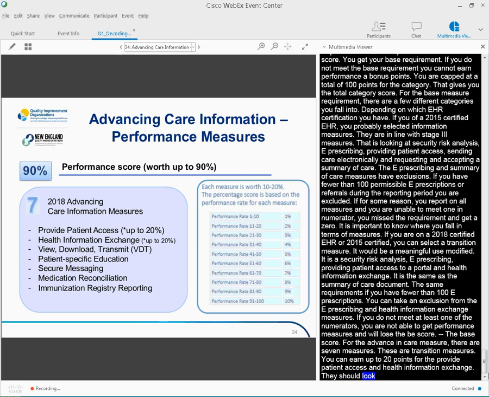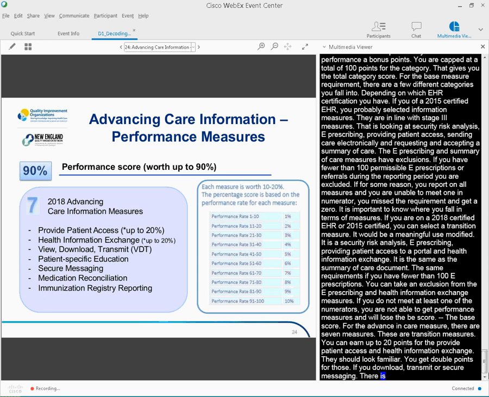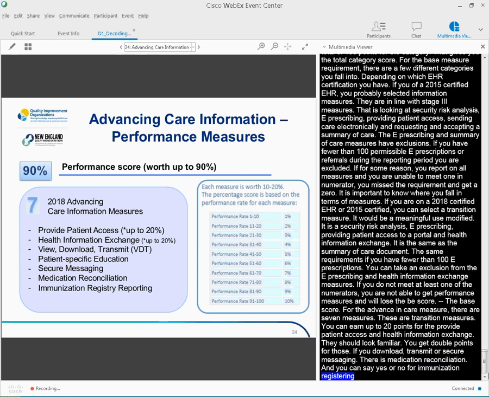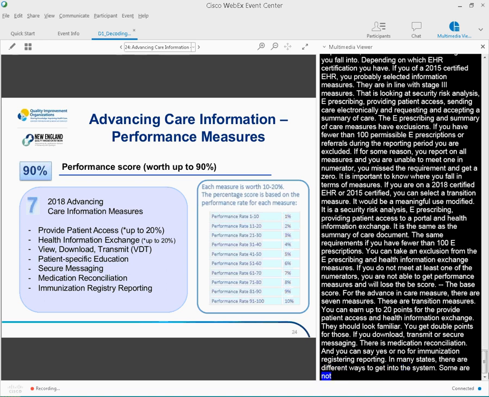And then there's a lot to do with the portal. So view, download, transmit, secure messaging. There's also providing patient-specific education, medication reconciliation, and then just a yes-no for the immunization registry reporting if you're either doing that or not. In many states, there's different tiering to getting into that system. The state might not be able to accept registry transmissions yet, so you can see where you fall, but you can still take that yes, even if you're sort of in the process of getting online with the system.